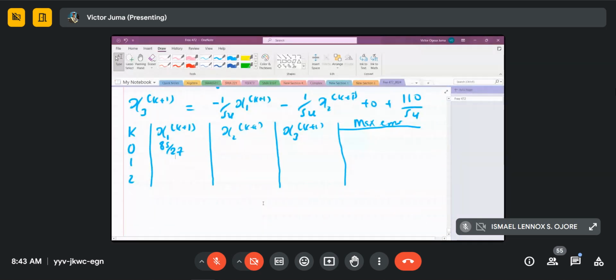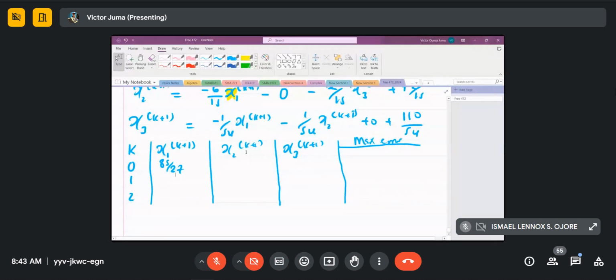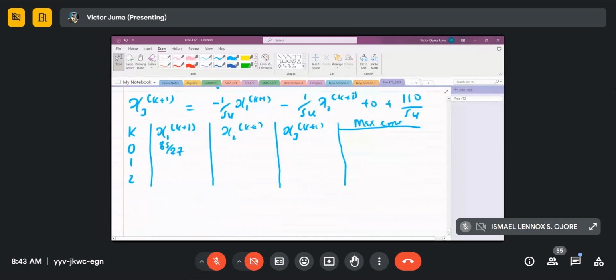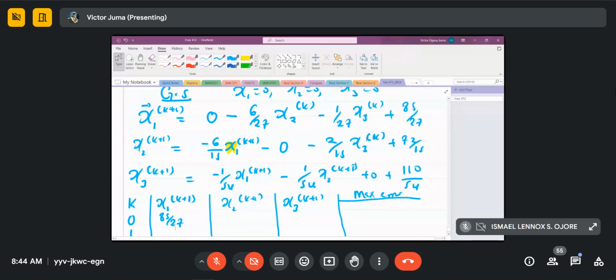So if you want x_{k+1}, remember x2, x_{k+1}, I am using the latest x1, which is 8/27, and then I use the previous xk. So can somebody give me this value? This is just plugging in your calculator. I told you, numerical mostly is kind of direct. What it needs is your practice and the speed.